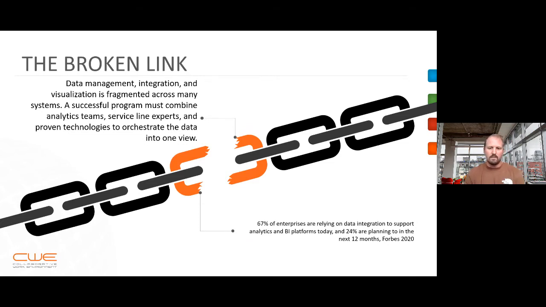One fact that I found from Forbes, and this was about a year ago, but 67% of enterprises are relying on data integration to support their business intelligence platforms. And another 24% are planning to do that in the next 12 months. That means most organizations have already begun that process, right? It's a vital process in this digitization of how do we take all of these investments, leverage the data sources, and start to be very strategic and data-driven with our organization.